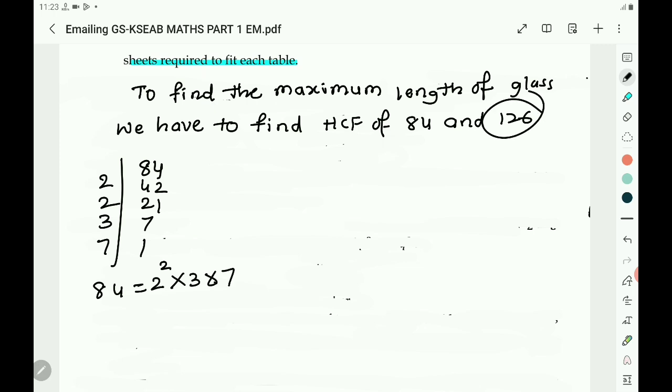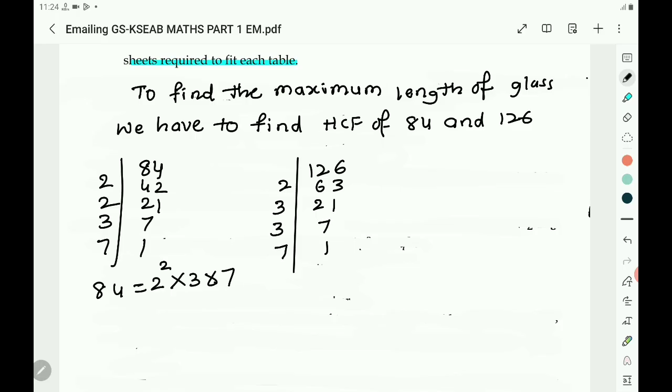Then you take 126 and factorize it. 126 is divisible by 2 as the unit digit is 6. 2 6s are 12, 2 3s are 6. Now it is not divisible by 2, so you divide it by 3 because the sum of the digits is 9, which is in the table of 3. 3 2s are 6, 3 1s are 3. Again it is divisible by 3. 3 7s are 21, 7 1s are 7. You got 126 equals 2 into 3 square into 7.